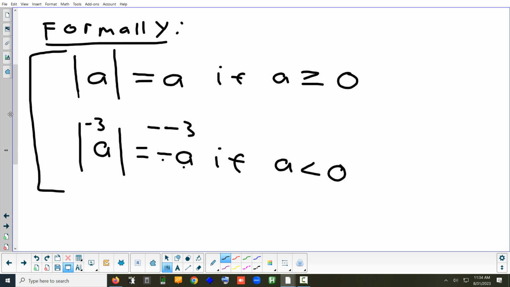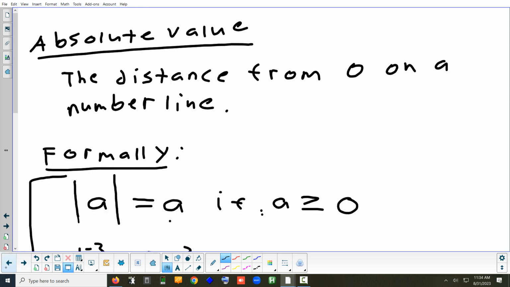So if I was programming this on a computer, this is how I would have to think of it. I couldn't just tell the computer find the distance. It might not know what distance means. But I could easily tell it, just give me back the same number the person typed in, or give me the opposite of the number the person typed in, depending on one of two conditions. So it's a real concrete way to think about absolute value.